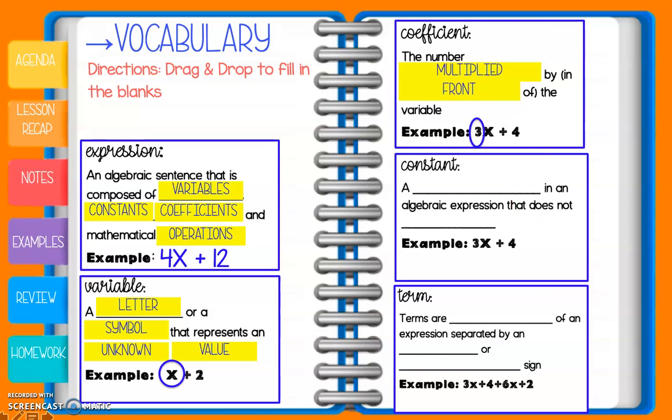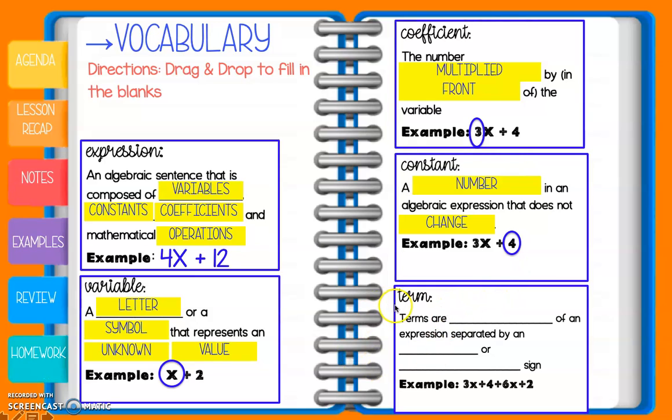Okay. Now, a constant is a number in an algebraic expression that doesn't change, so it's not going to change. In our example, 3x plus 4, 4 is our constant. It's not going to change based on what x is. Now, this 3 times x is going to change depending on what x is. Plus 4 is not. We're always just going to add 4 on there. It doesn't change, so it's our constant.